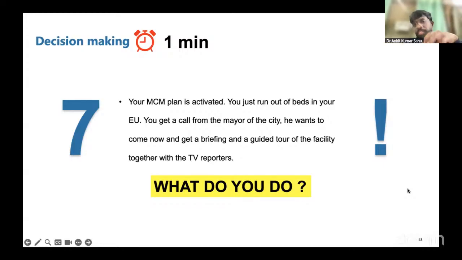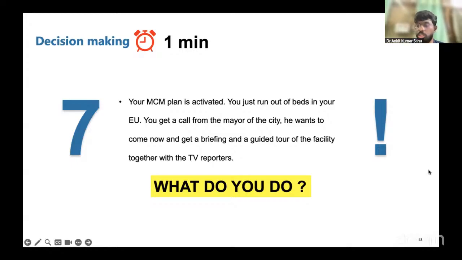So again, it is a very difficult, challenging scenario for the incident commander to talk with the mayor. But the point is here, one more thing you can ask the mayor is like, sir, I have run out of my beds. Please activate other hospitals who can really take my patients, take the MCM patients there.